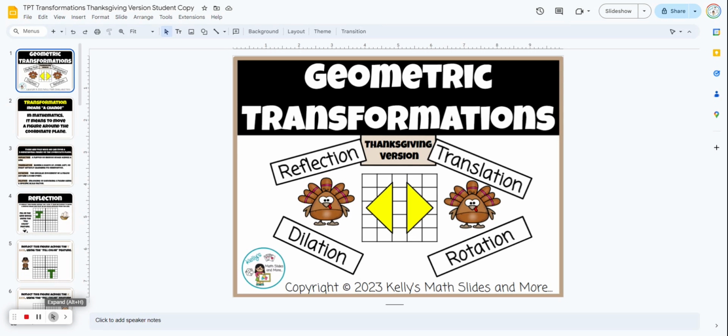Geometric transformations. This is a fun digital lesson. It teaches the transformations of reflection, dilation, translation, and rotation around the origin. And this one is Thanksgiving themed.